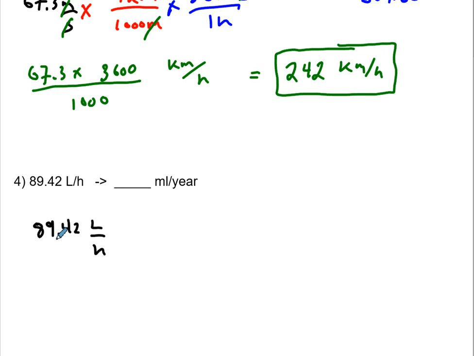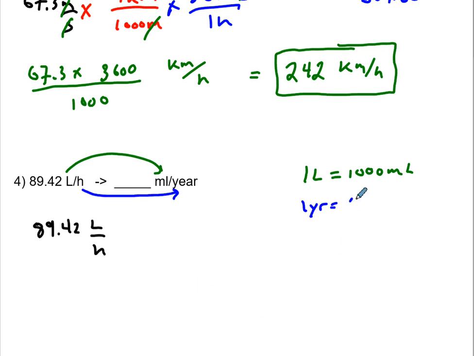So for this one, 89.42 liters per hour. And again, your conversions are liters to mils, which again, we've done above. So in 1 liter, you have 1,000 milliliters. And then hours per year. So we obviously know 1 year is the bigger value. So how many hours are in a year? How would we do that? Well, we have to break up a year.